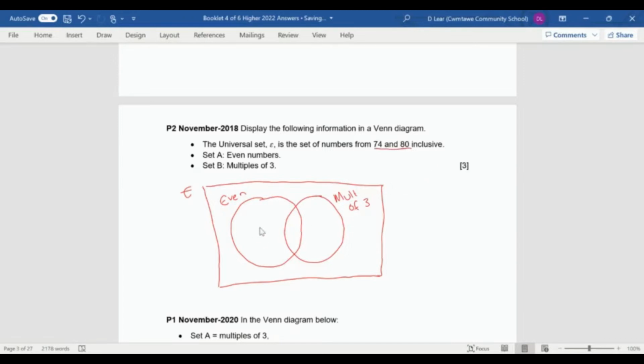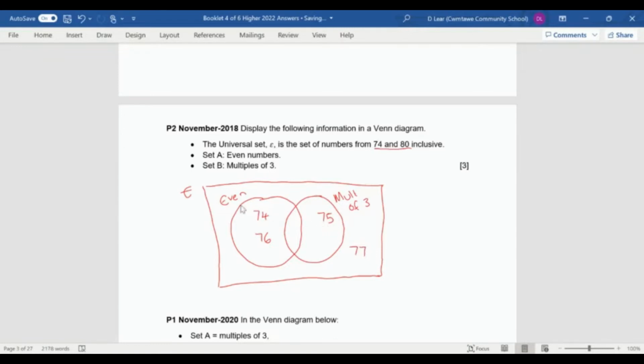So 74 is even. Is 74 in the 3 times table? You'd have to take your time and work it out, but it is not. So 74 is in there. 75 is not even, but it is in the 3 times table. 76 is even. 77 is not even, but it's not in the 3 times table, so it would go outside of the circles.